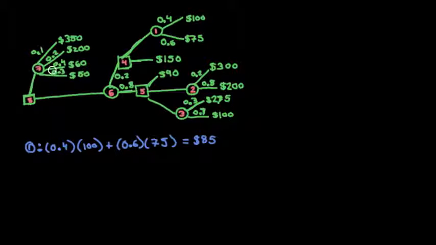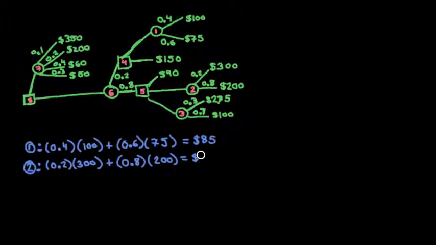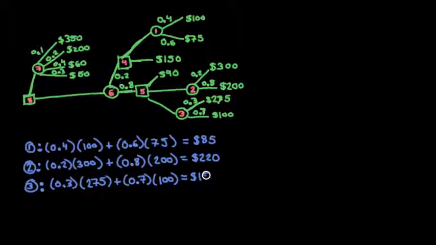And we're going to have to work our way backwards here, so we'll move to node 2 over here. Same process that we just did, and this will come out to $220. Node 3, and this comes out to $152.50. Now we can take things back a layer.